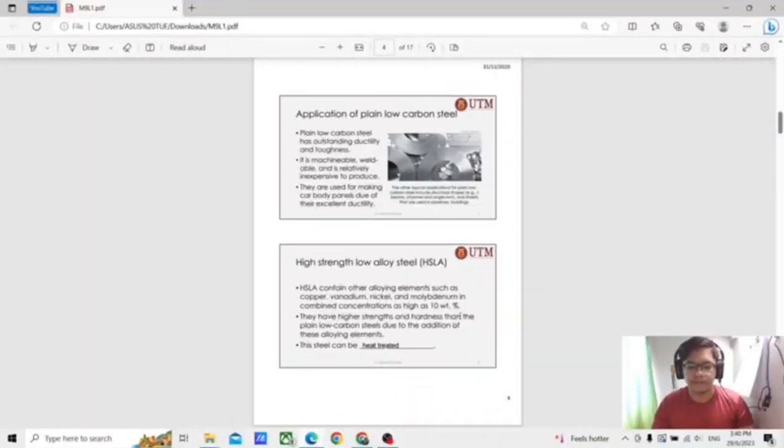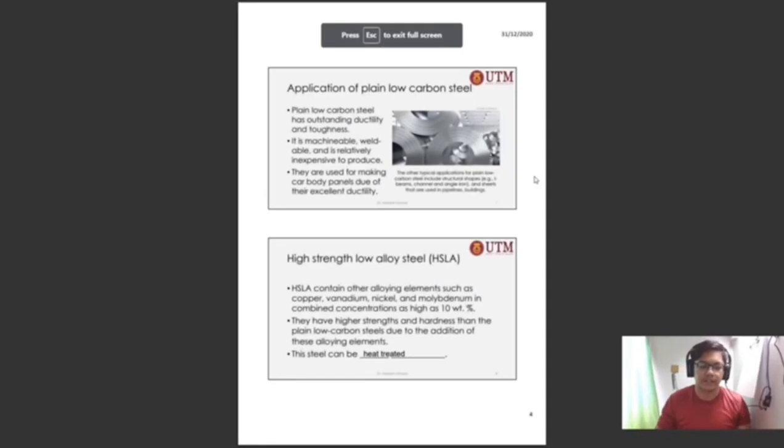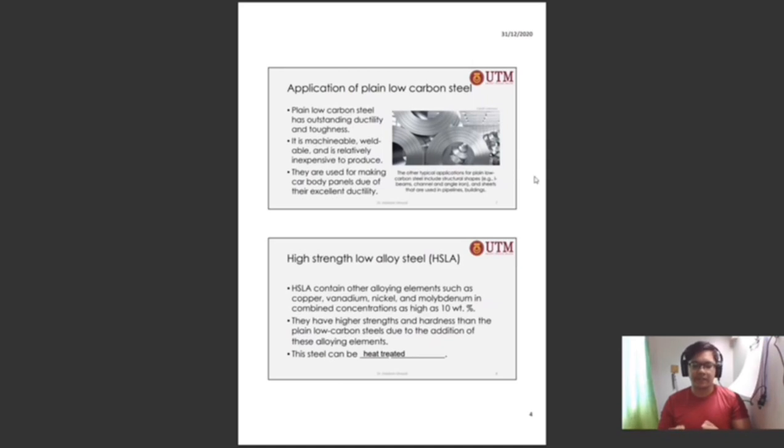So welcome, and today we're gonna discuss about high strength low alloy steel, or HSLA. HSLA steel is a type of steel that combines high strength with improved formability. It achieves this through the addition of alloying elements like manganese and chromium.